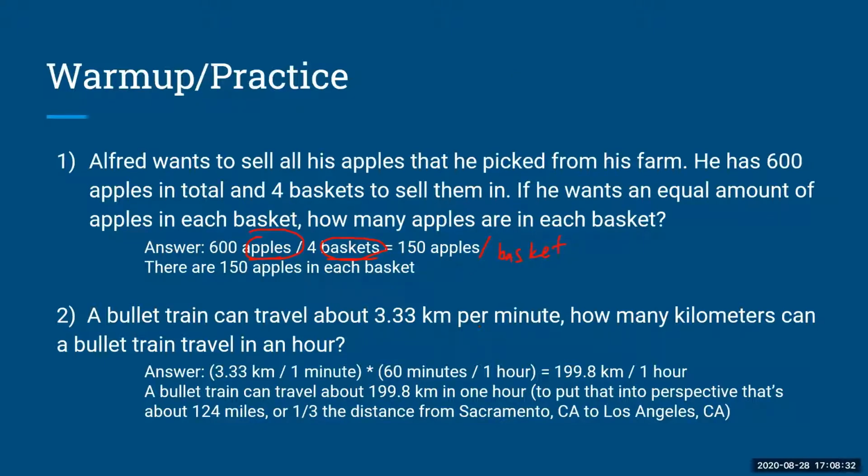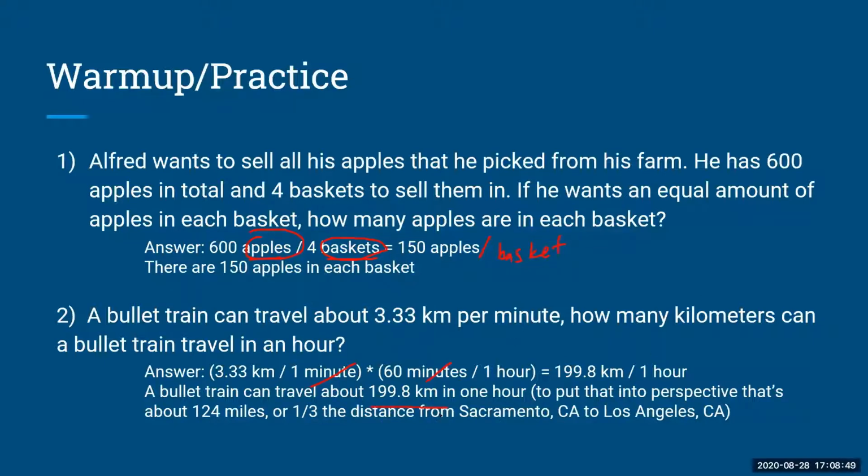Okay, and then number 2 is just simply unit conversion. The minutes cancel because this is in the denominator and this is in the numerator right here. So they both cancel, and you're left with 199.8 kilometers per hour. So you can travel 199.8 kilometers in 1 hour.